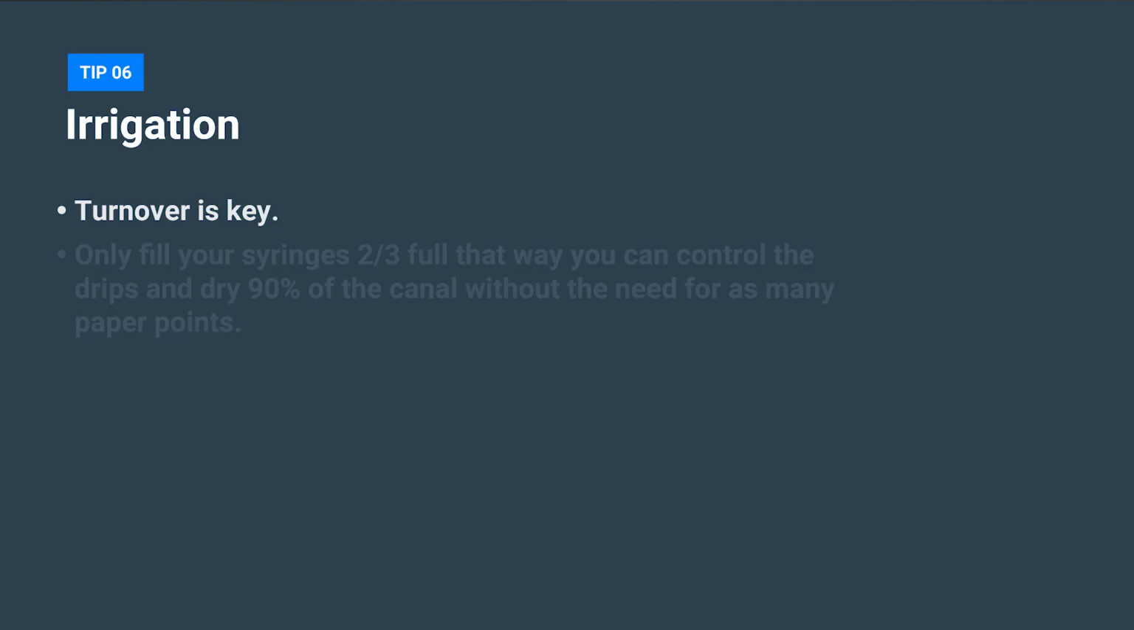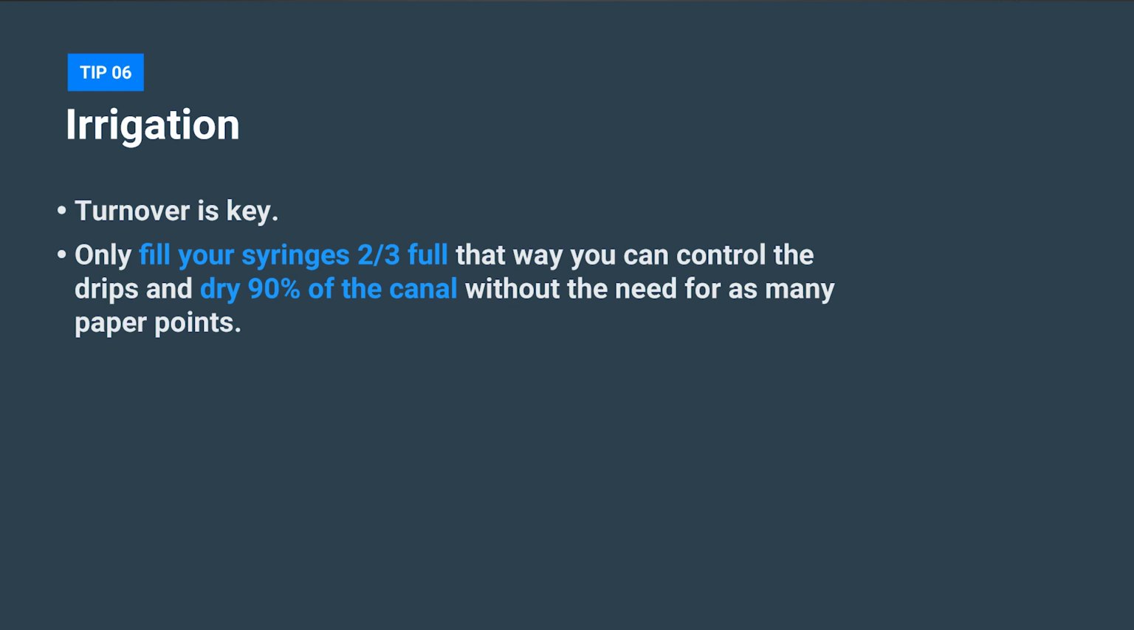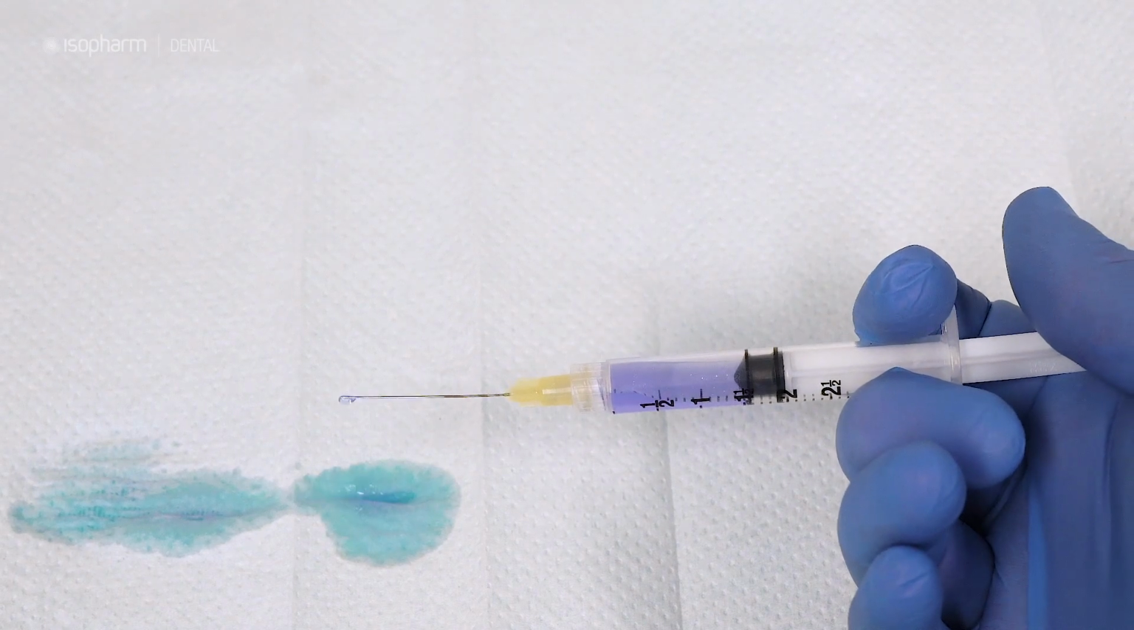The top tips though, number one, as I say, turnover is key. Irrigate right the way through the procedure. And if you're using the little 3cc syringes and the blunt-ended needles, a second tip is only to fill those syringes 2/3 full. That way you have the ability to aspirate back. If the syringe is full and the plunger is right at the end of the syringe and you try and pull back, you'll get irrigant everywhere. So only fill the syringes 2/3 full.